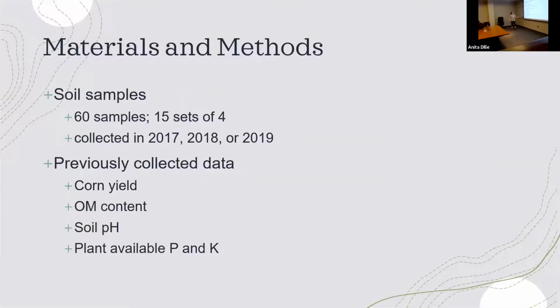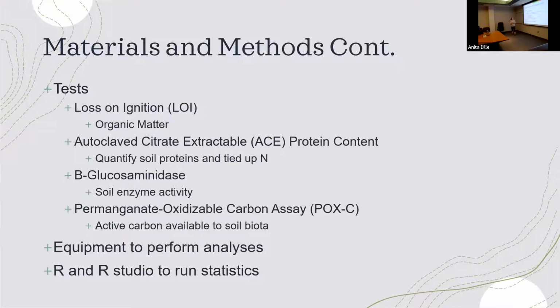So, materials and methods. As far as the soil samples, there are 60 samples that have been previously collected throughout 2017, 2018, and 2019. So there's 15 locations with 4 different collection sites within each location. Some of the previously collected data and work done on that data were corn yield, organic matter content, soil pH, and plant available phosphorus and potassium. And then some of the stuff I'm doing.